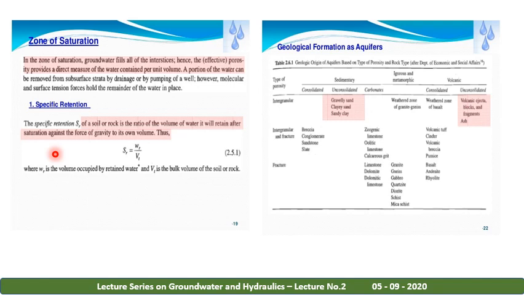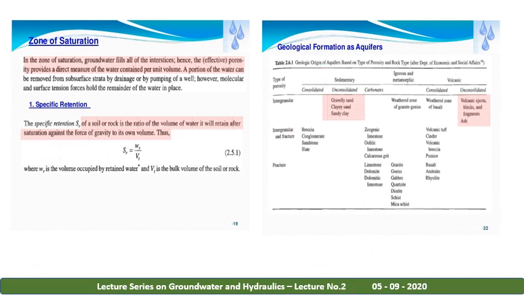Here, specific retention plays a very important role, because whatever water has traveled will be dumped in the particular saturation zone where water is freely available. That's why specific retention plays a very important role in this. The specific retention, that is SR, of a soil or rock is the ratio of the volume of water it retains after saturation against the force of gravity to its own volume. The specific retention can be written as SR equals WR divided by volume V.